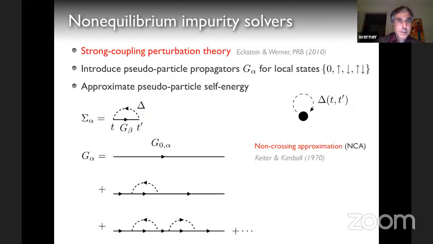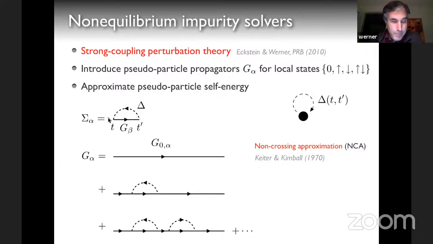For many applications, it is therefore also useful to develop approximate methods, which allow us to do calculations more cheaply and to access longer times. For example, we have also used the strong coupling perturbation theory, which is based on a pseudoparticle formalism. We introduce so-called pseudoparticle Green's functions for all the local states of our problem. For the single band Hubbard model, this would be these four local states. And then we introduce a pseudoparticle self-energy, which in the simplest case is the product of a pseudoparticle Green's function and the hybridization function.